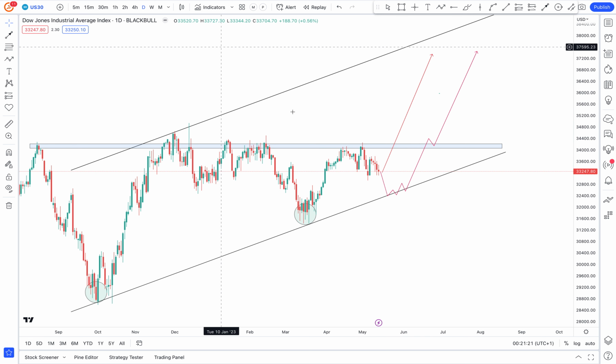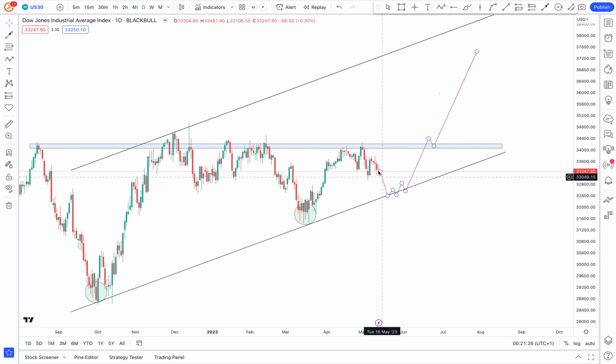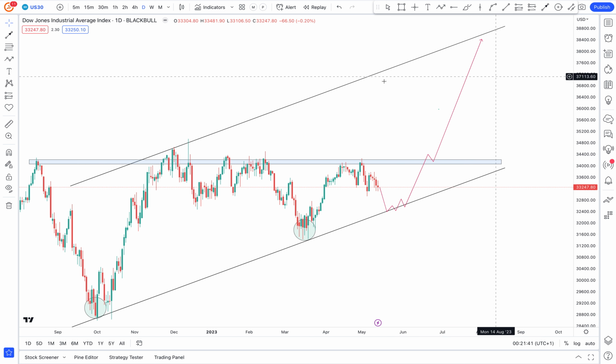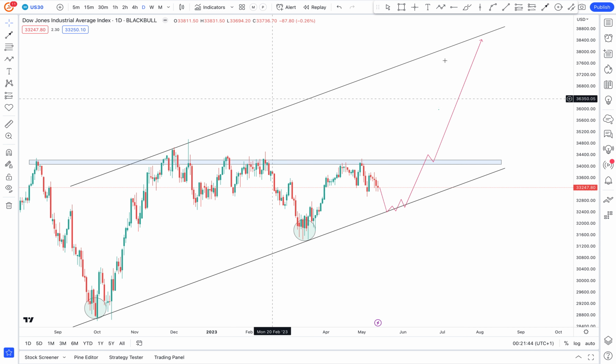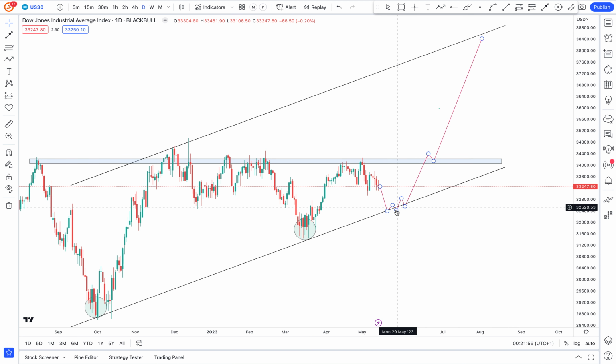But by likelihood, the scenario that I think the US30 market is going to play out is price retesting this support trend line, and then we have some sort of push back up to this resistance zone, and then we'll have a break, and then we'll have some further bullish movement here. So if I'm looking at setting my profit targets on US30, my first TP is going to be on this resistance zone, and then my second TP would be on this resistance trend line. And my entry would be at this support trend line here.